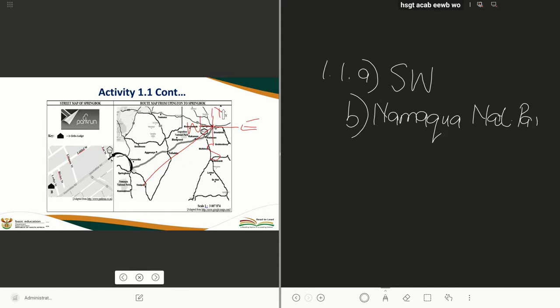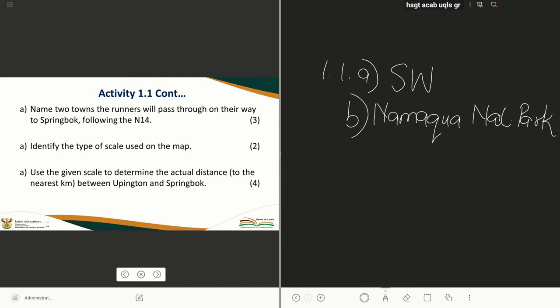And then moving on to the next question. Okay, sorry about that. That would be our C, guys. Name two towns the runners will pass through on their way to Springbok following the N14.